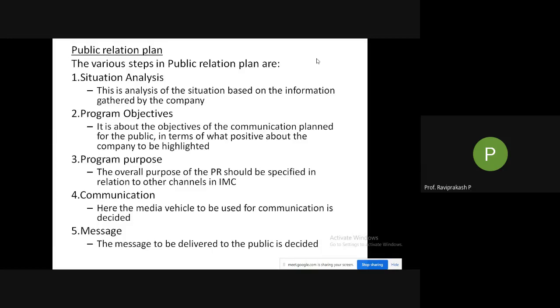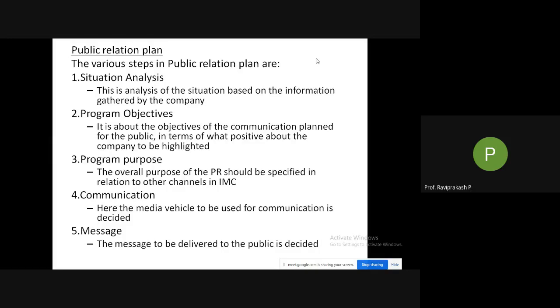Then comes communication. Here, what kind of media vehicle I am using, based on my way of communication, whether it is an audio visual one, or an audio one, or a print ad. So it depends on that. You are trying to find out what kind of media vehicle I'll be using. It could be social media as well.